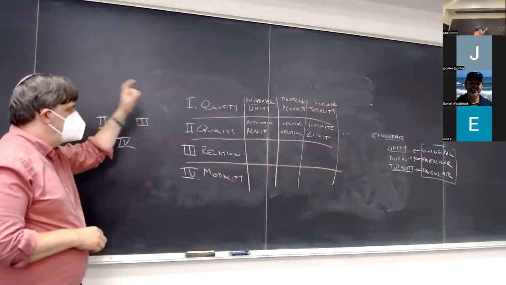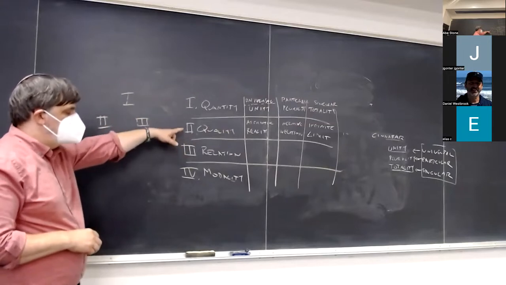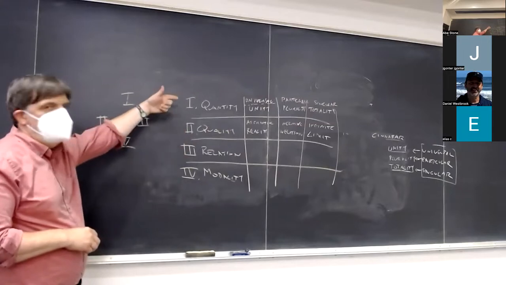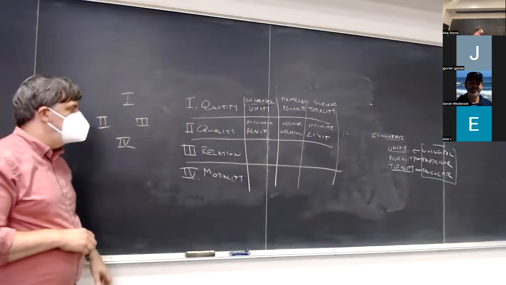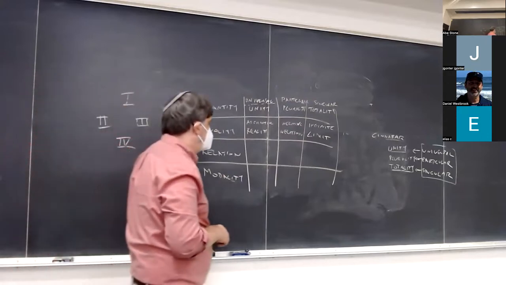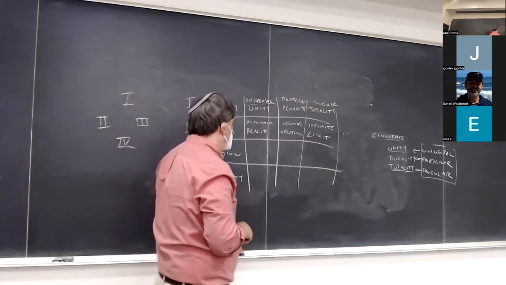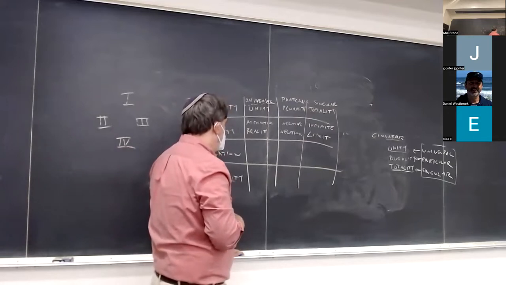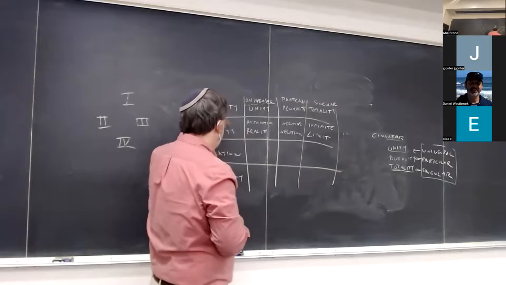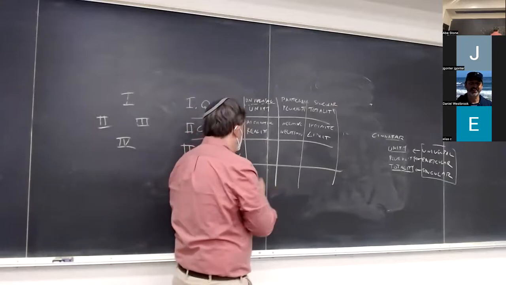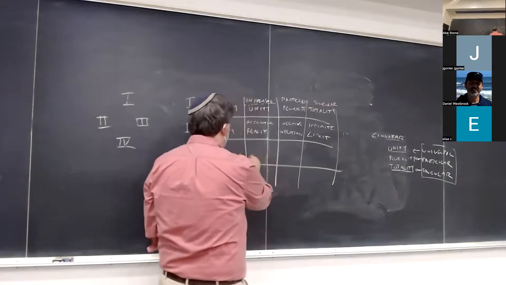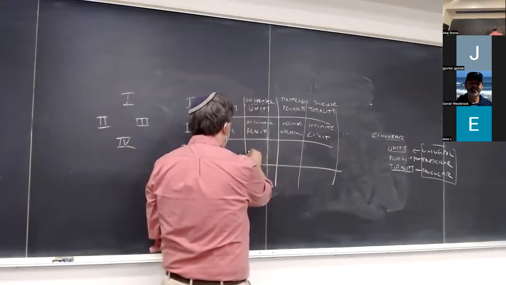In Aristotle's list, quantity also comes before quality, but in Hegel's logic, quality comes before quantity. The order, I think, is actually important. So maybe we'll talk about that, not today, but another time, like what this order means. All right. So yeah, here's where I'm going to run out of space.